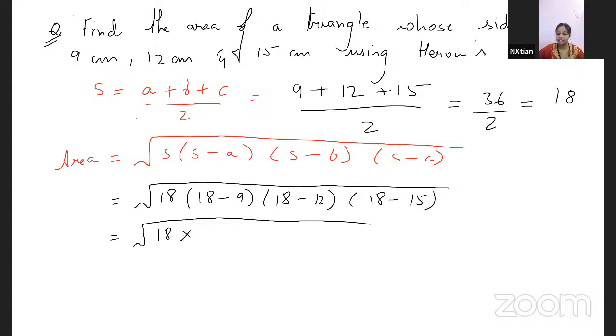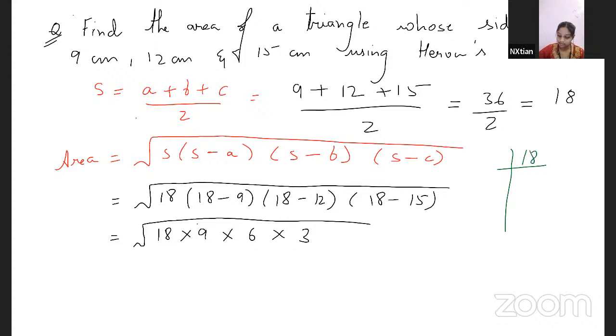What is 18 minus 9? 9. 18 minus 12? 6. 18 minus 15? 3. Very good. Now do the HCF of 18, 9 and 6. Because 3 will come as it is. All right. It's a small number. We'll do the HCF of 18, 9 and 6.